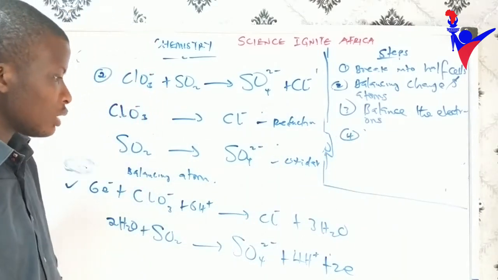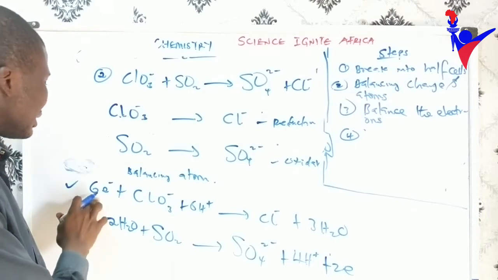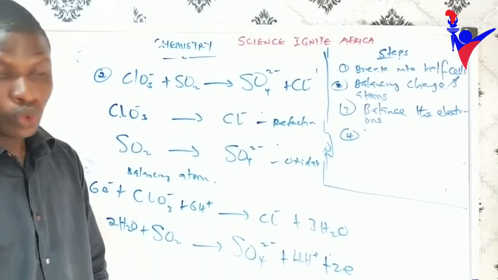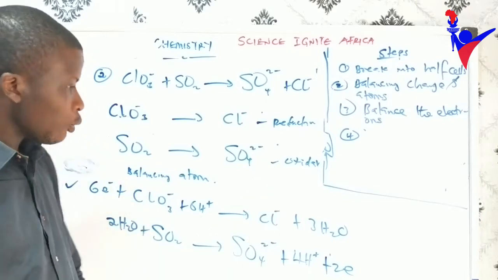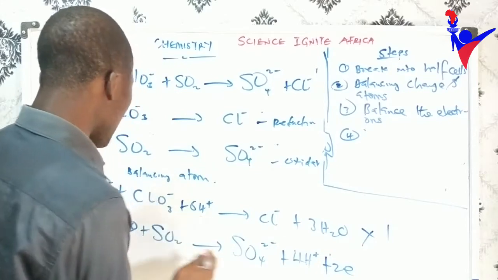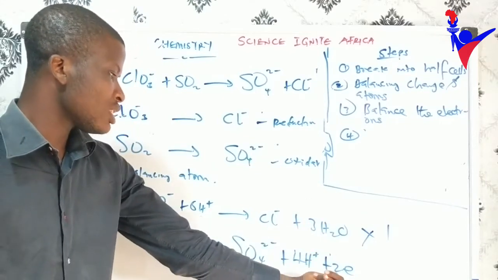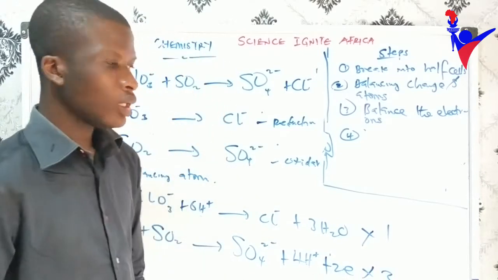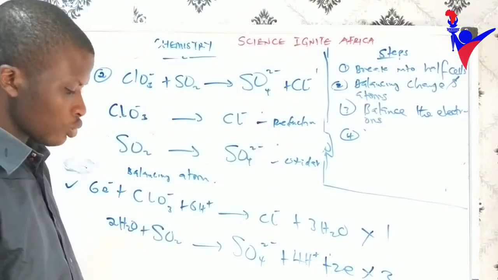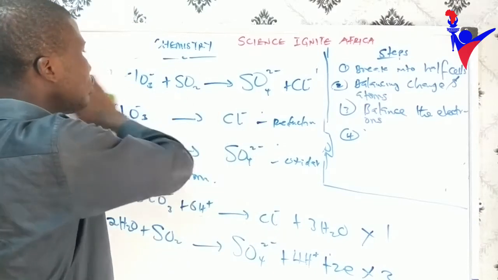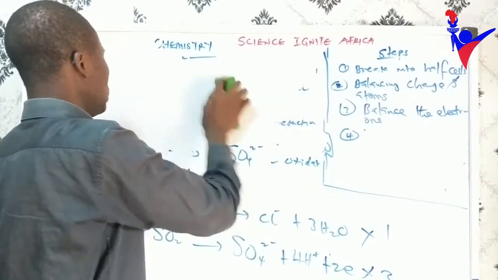Now the next thing is you balance the electrons. How do you balance the electrons? You realize that this first half cell has 6 electrons, while the other one has 2 electrons. So the simple thing you have to do is multiply this equation by 1, and you multiply this by what? What are you going to multiply 2 with to give you 6? That's simply 3. Then you are good to go. That's basically what balancing a redox reaction requires of you.